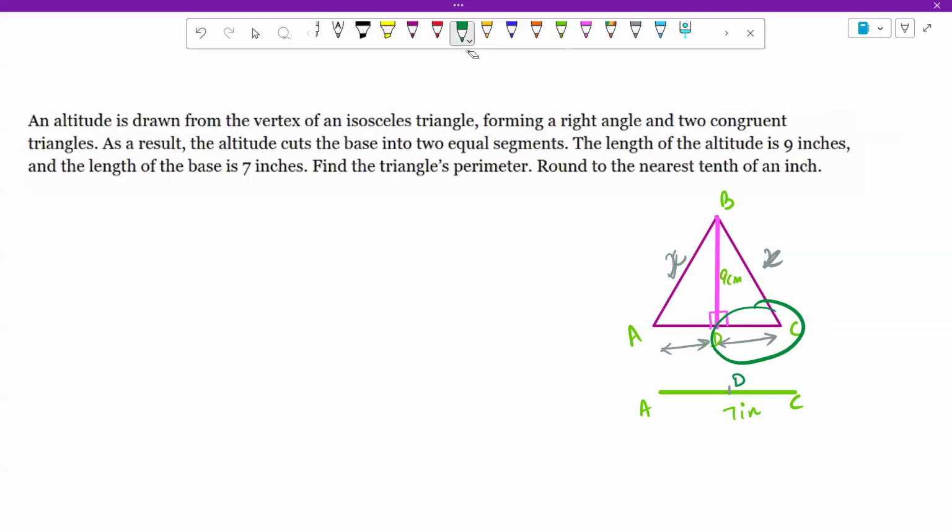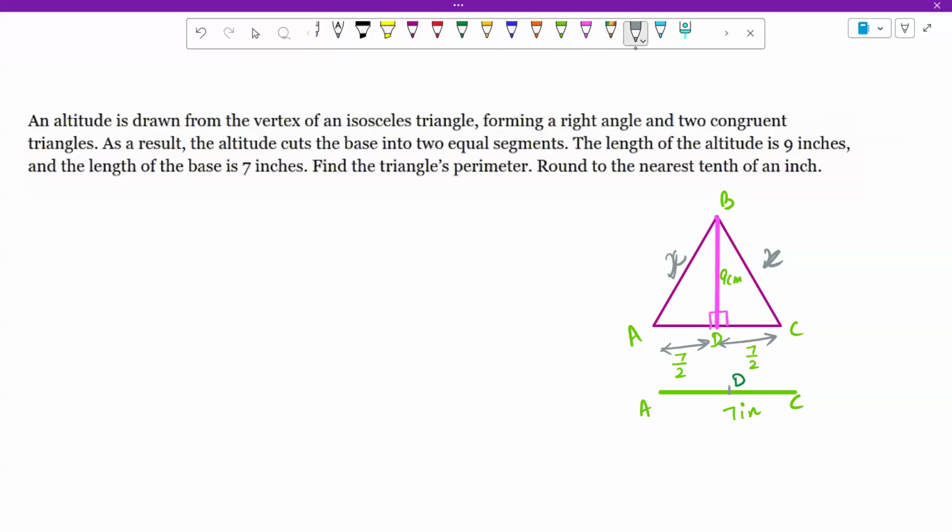So we are given AC is 7. How do we find how much is AD and how much is DC? How do we find it out? We divide 7 by 2. Yes, very good. Because it is the middle point, so it should be half of 7. So we got 3.5, 3.5, both of the sides.